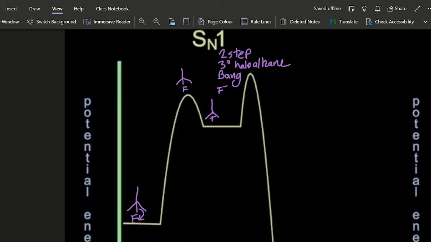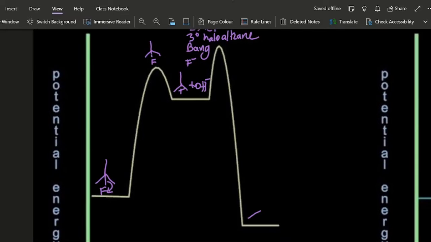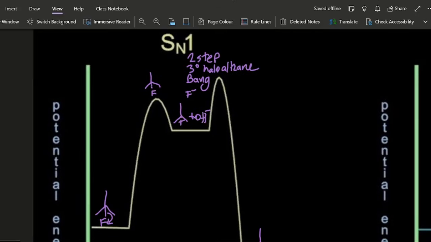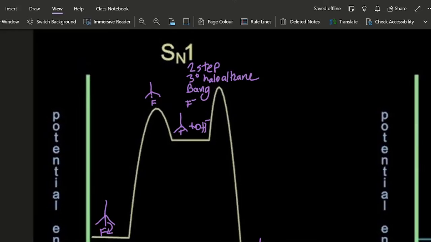Moving on now, I'm going to add the OH minus. I've got no room to put the activated complex, but let's go all the way down and show the final product. So with the SN1, S is substitution. Yep, I'm swapping out the fluorine for the OH minus. N is nucleophilic. Nucleophiles love nuclei, they're positive. So the OH minus is the nucleophile.